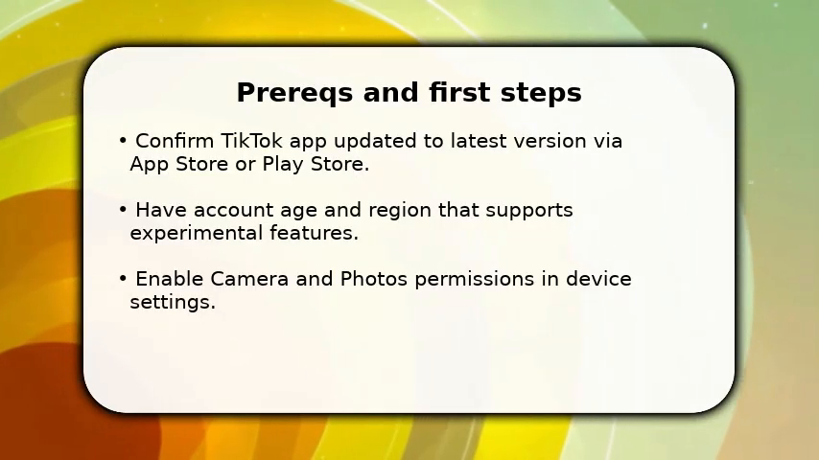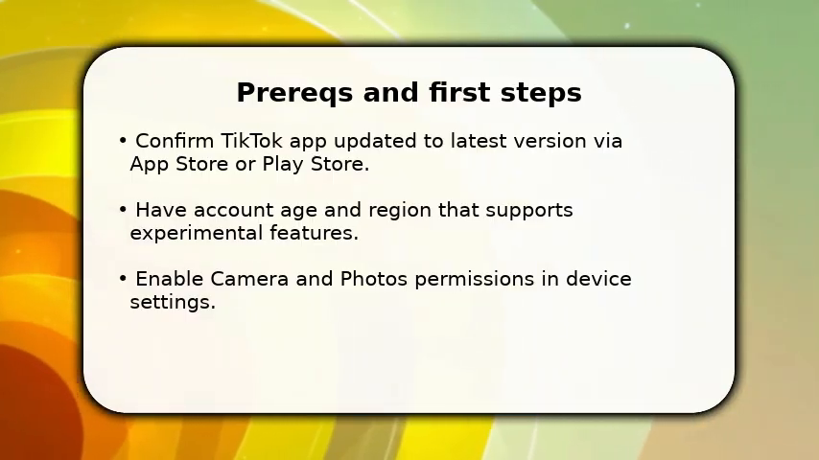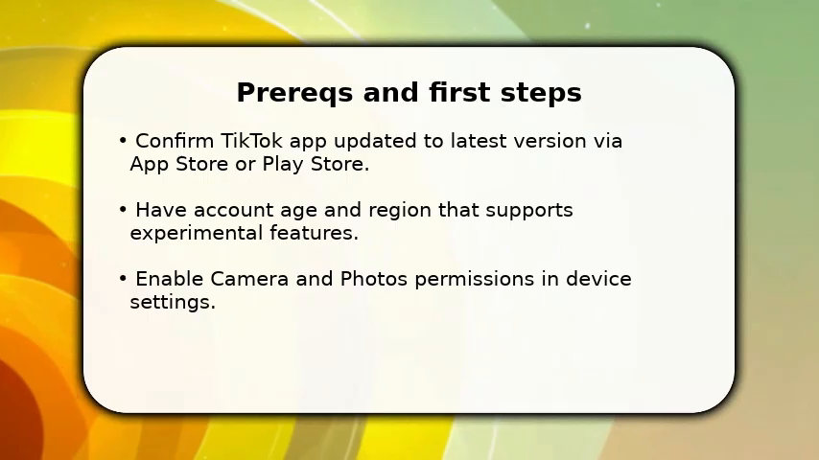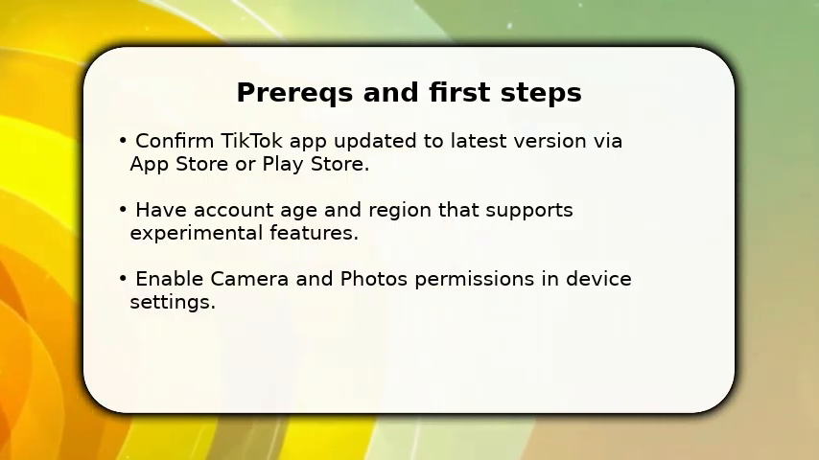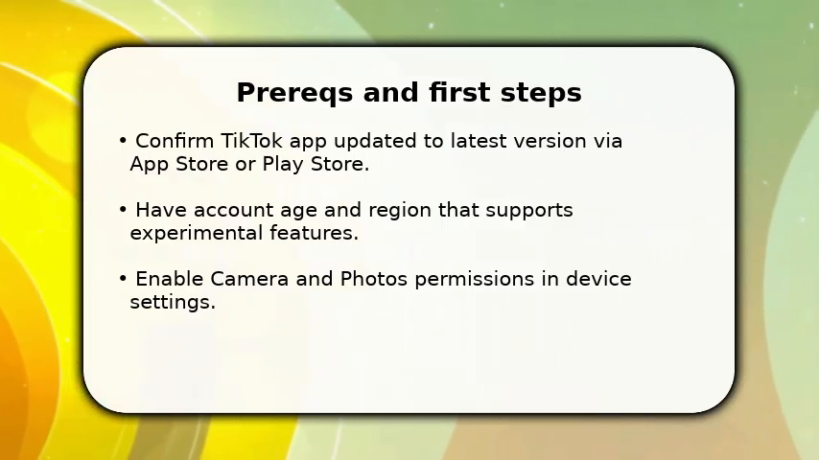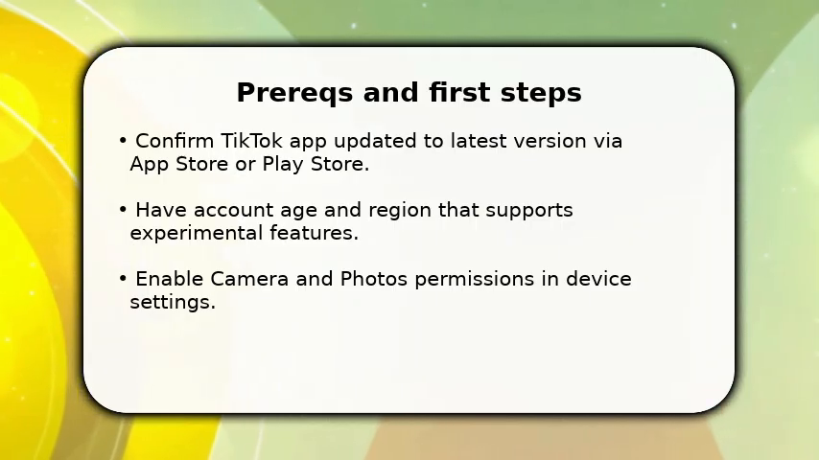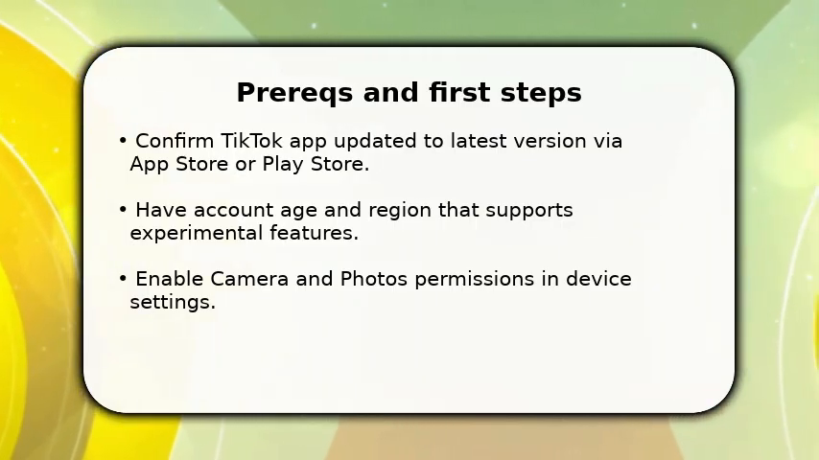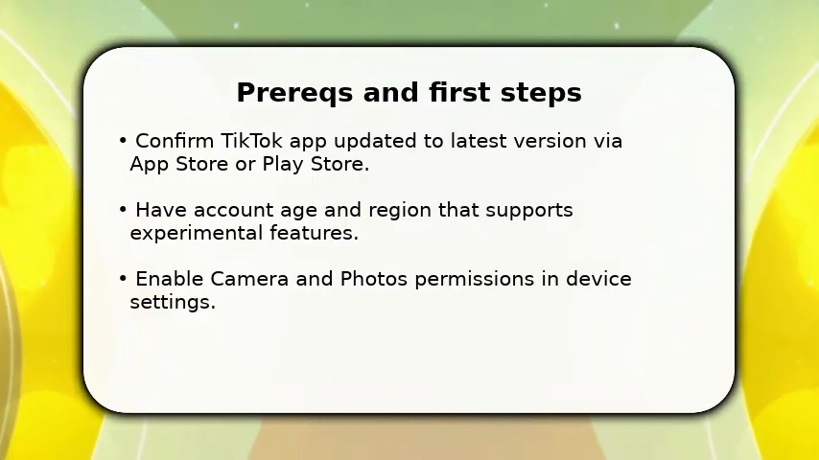You start by preparing the app and device so the feature can appear. Update TikTok now, because experiments roll out to current builds. Once done, sign out and sign back in to refresh feature flags. Make sure your account meets age and regional requirements, and grant camera and photos permissions. Otherwise, the photo mode toggle won't show. Also clear app cache if you previously used older versions, because stale data can block new interface elements.